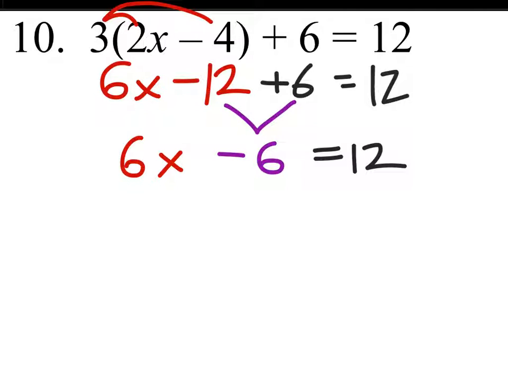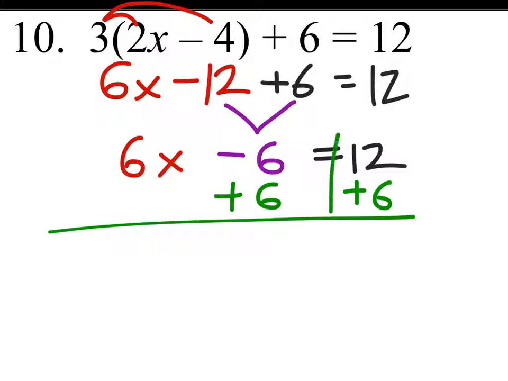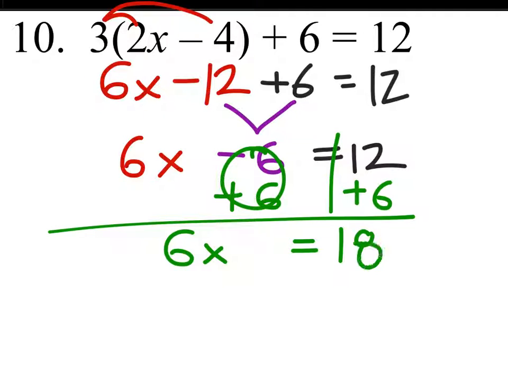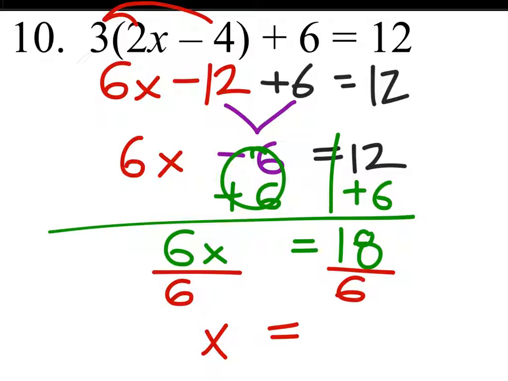So again, this now looks a lot more familiar, very similar to the problems that we've already done. To solve it, we will add 6 to both sides, so that this zeroes out, and we get 6x equals 12 plus 6, which is 18. And then we want a 1x, so we have to change the 6 into a 1 by dividing by 6. And we see that x equals 3.